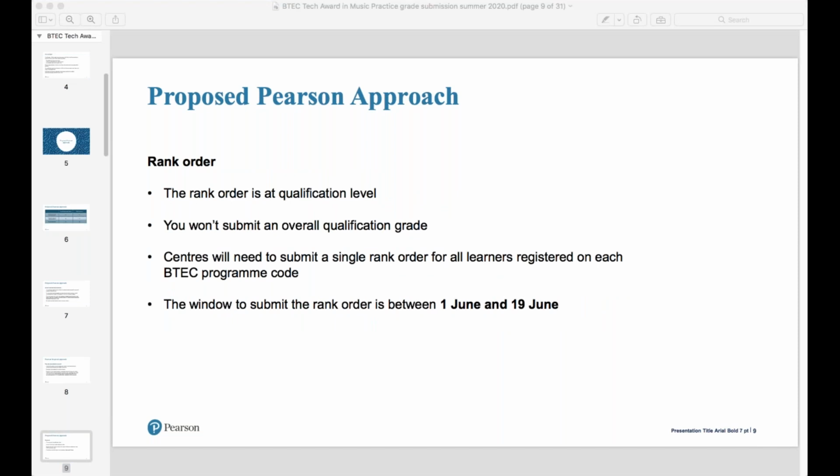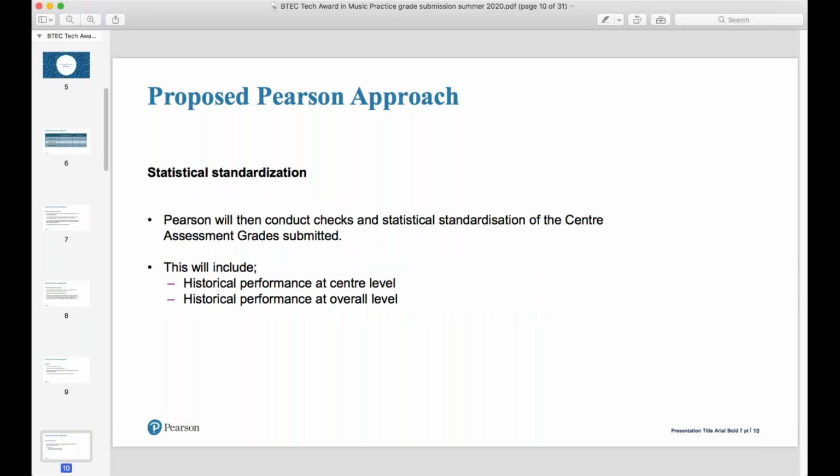So we're also asking centres to submit a rank order at qualification level. This won't include an overall qualification grade, and you'll need to submit a single rank order for all learners registered on each BTEC programme. So this must be submitted between the 1st of June and the 19th of June. The rank order would include all learners registered on the programme, that would be completing learners and non-completing learners. I'll go through that in more detail later on.